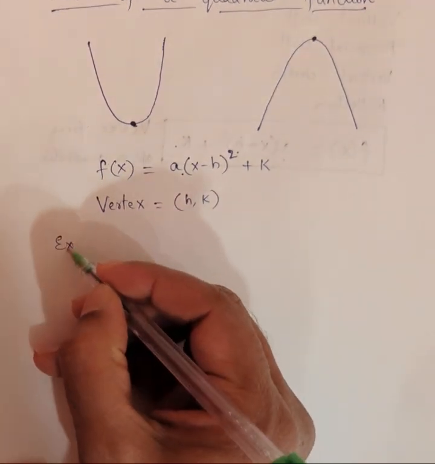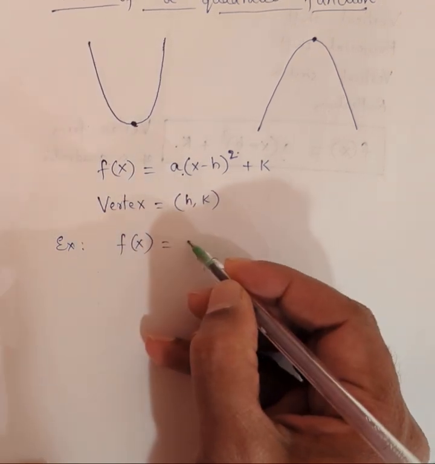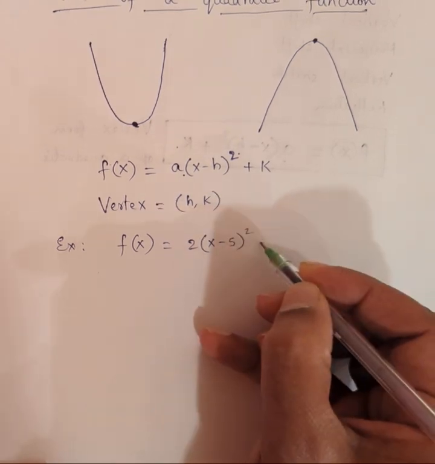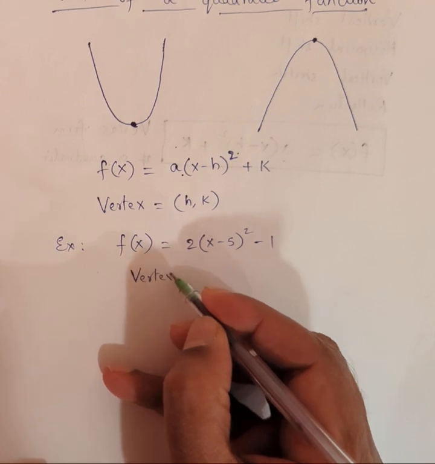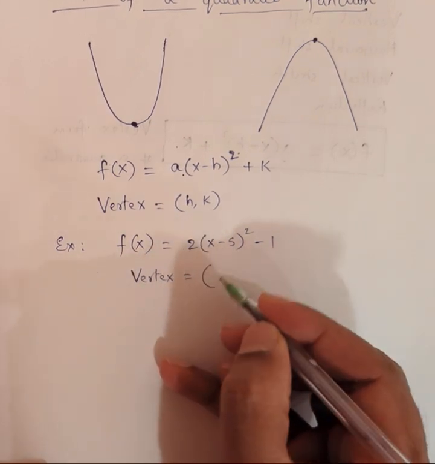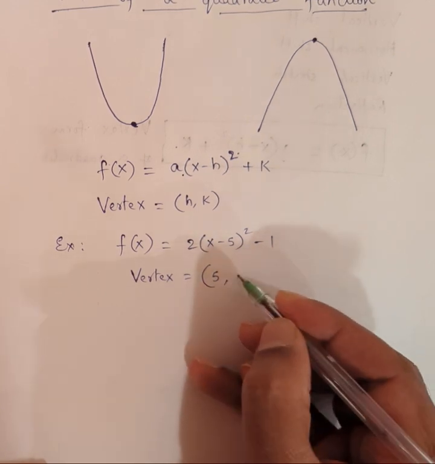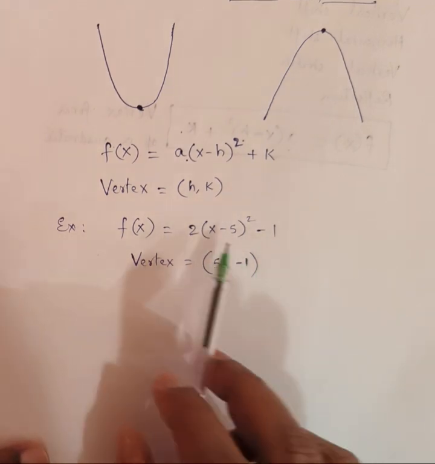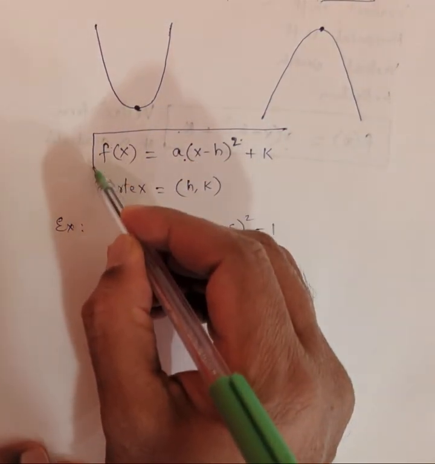So as an example, if the function is 2 times (x minus 5) quantity squared minus 1, then the vertex is at 5. It has a right shift of 5 and a downshift of 1. So (5, negative 1).